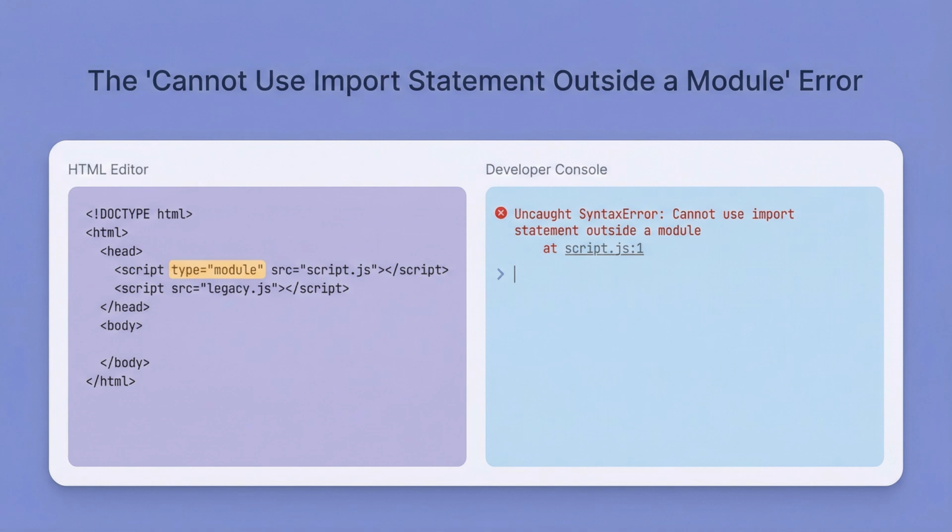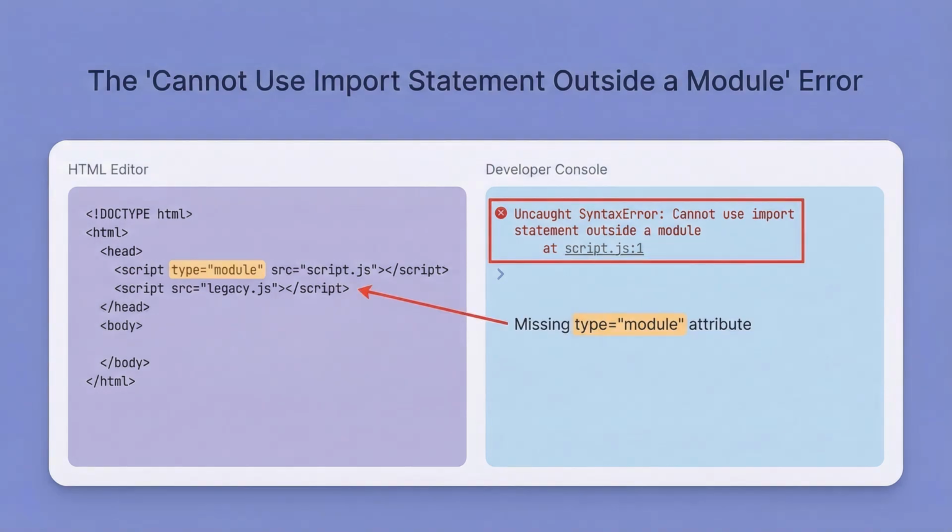The browser is telling you that import syntax is only allowed inside JavaScript modules, not in regular script tags. The fix is straightforward once you understand what's happening. You need to tell the browser that your script is a module by adding the attribute type equals module to your script tag. Without this, the browser treats the file as a classic script, which does not support the import and export syntax that modern JavaScript modules rely on.